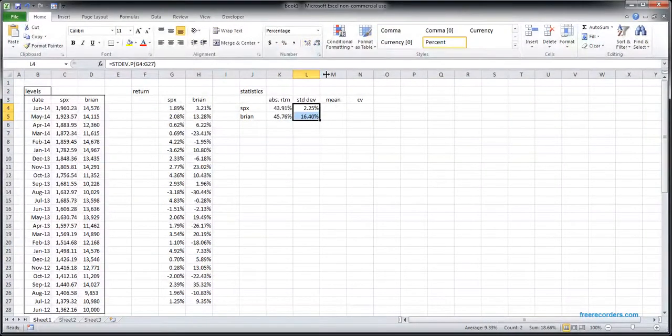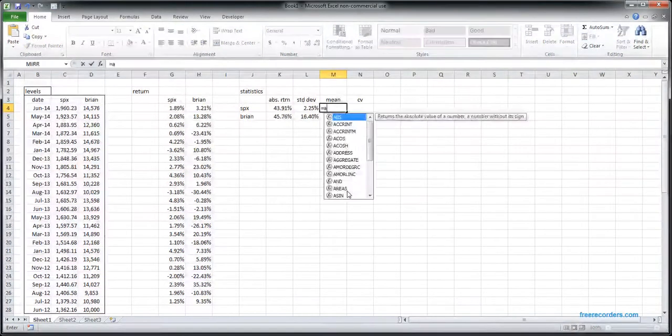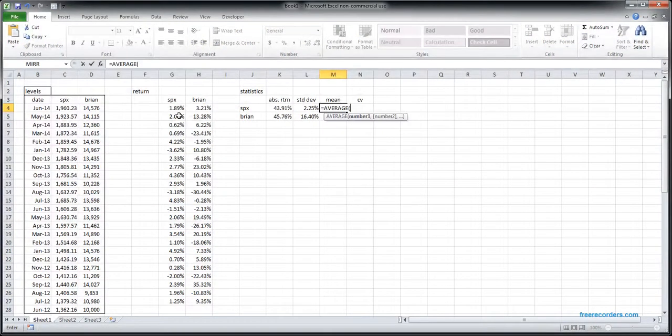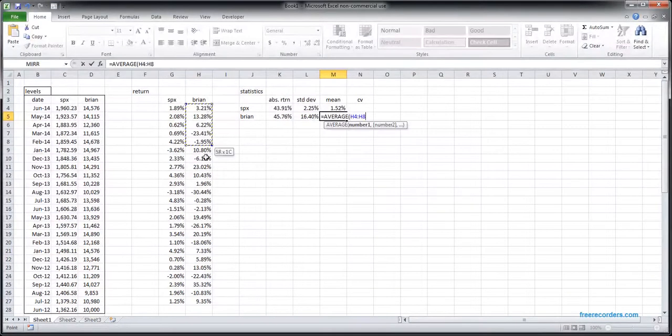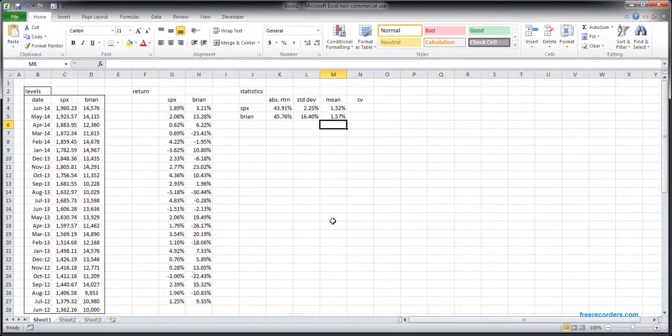I always like to look at these in percentage values. So the standard deviation of the S&P 500 per month is only 2.25%, where mine, in this hypothetical scenario, was 16.4, which is obviously kind of scary. So let's look at the average return per month for the S&P 500 and for Brian. Those are very similar, very close to the same number.